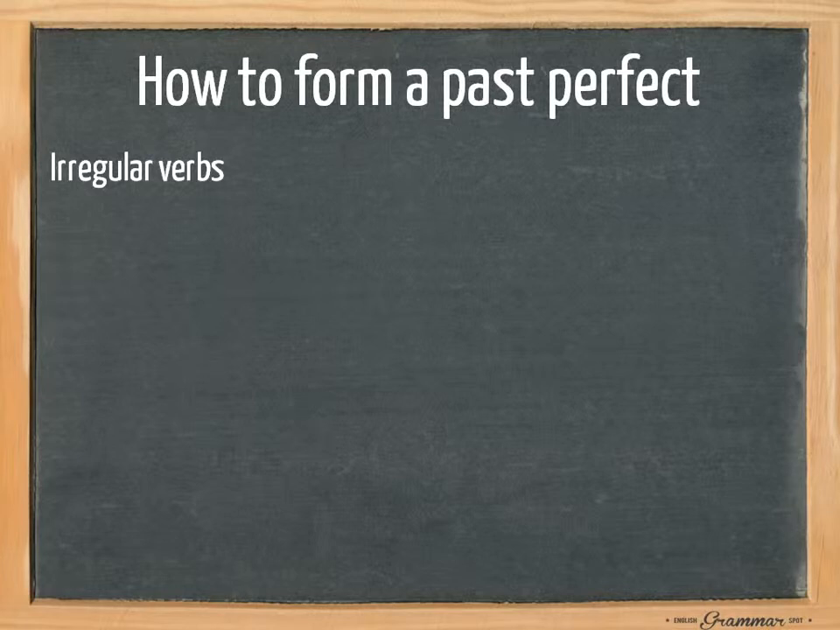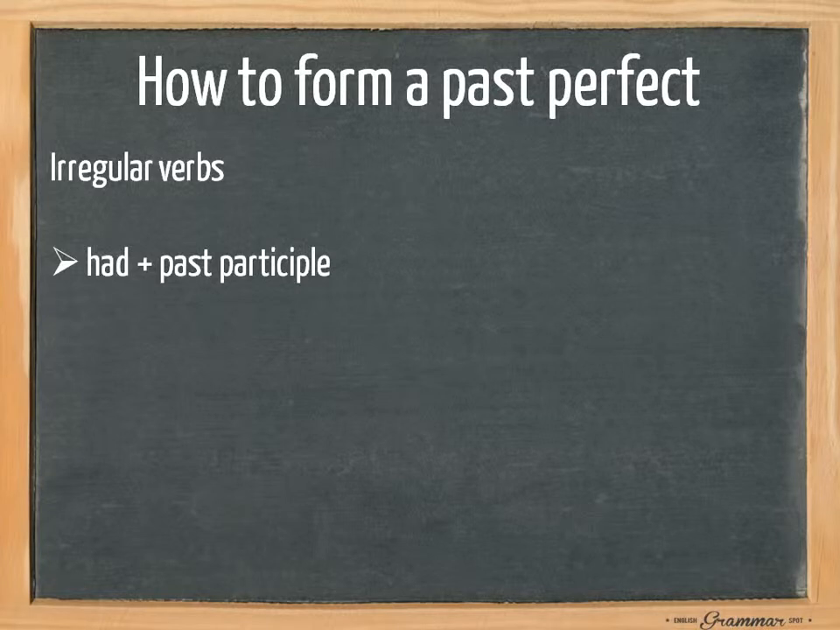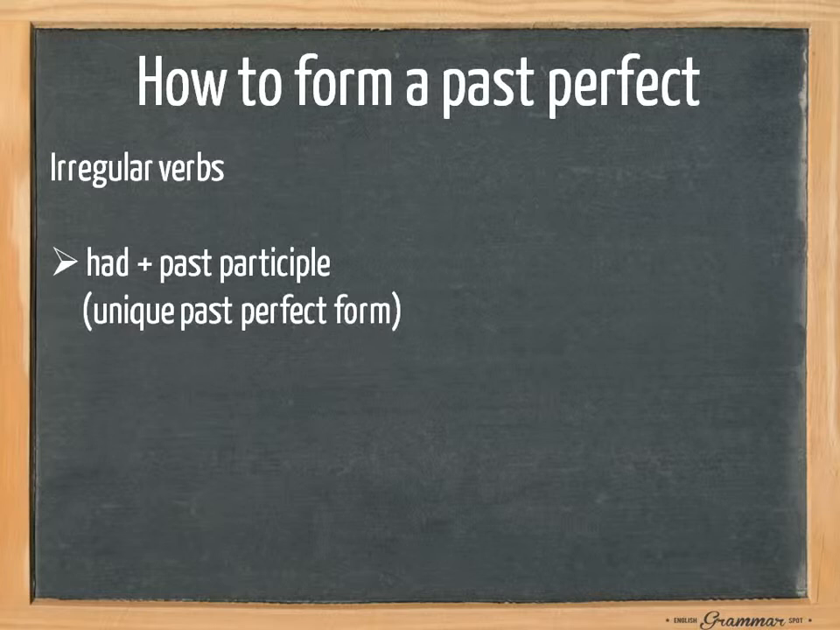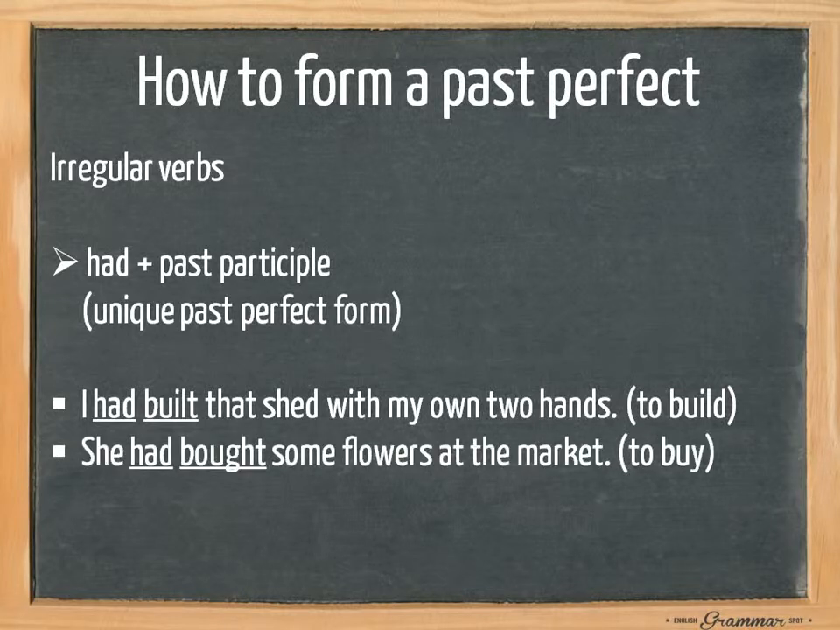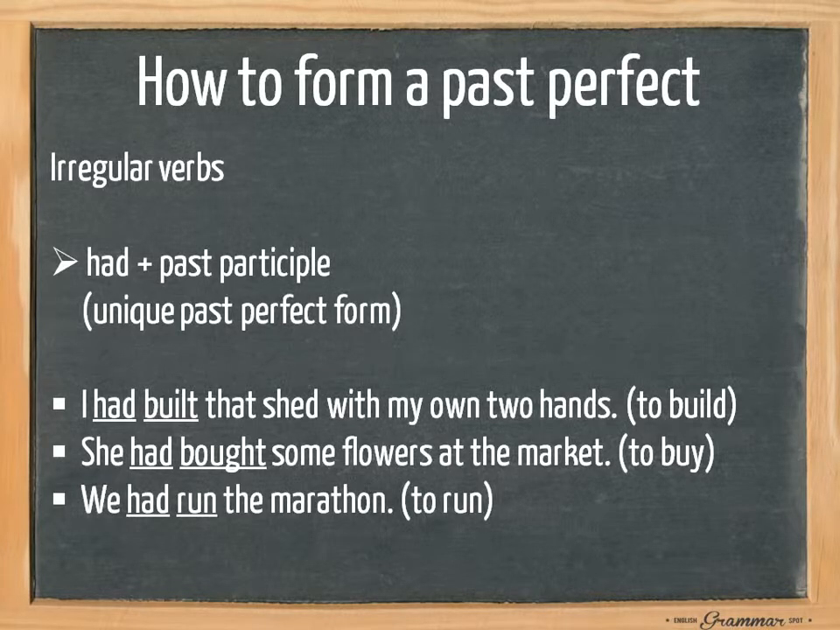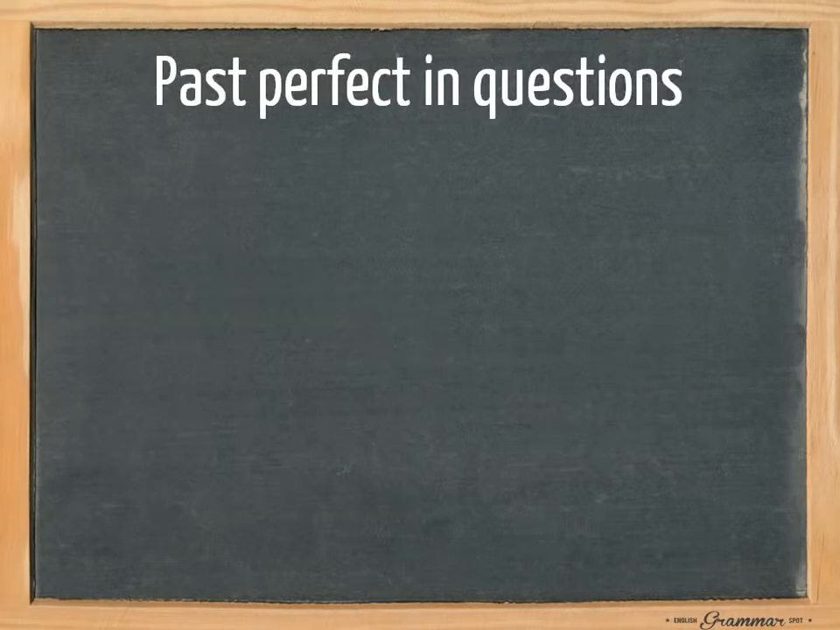Now let's have a look at the past perfect for the irregular verbs. Again, we use the past simple form of to have and a past participle, but here the past participle has a unique past perfect form. For example, I had built that shed with my own two hands. The infinitive form of the verb is to build. She had bought some flowers at the market. The infinitive form of the verb is to buy. We had run the marathon. The infinitive form of the verb is to run.